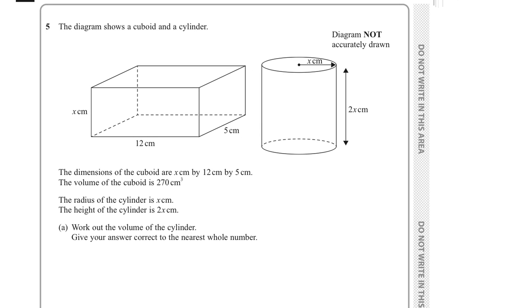Height times length times width. Yeah, we're going to do height times length times width. So I'm going to write this down. This is base times height times width equals our volume, doesn't it? And this is our cuboid.